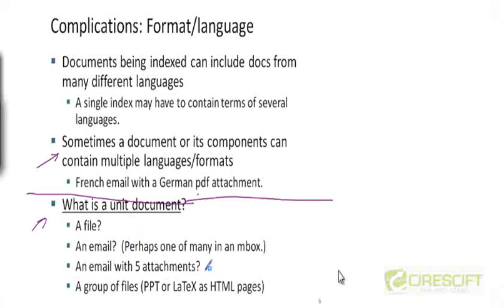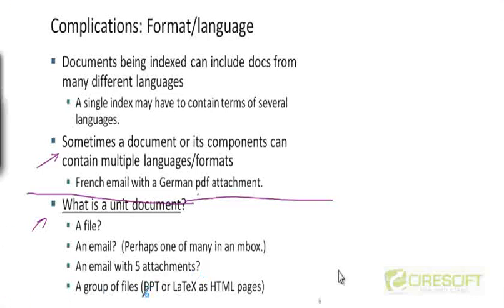What if you have an email that has 5 attachments? In that case, you may want to convert the body of the email into a separate document and each of the attachments into a separate document. So you will have 6 documents being created out of this email. What if one of the attachments is a zip file? In that case, you may want to unzip that file and then look at all the files that were zipped and convert each of them or define each of them as a separate document.